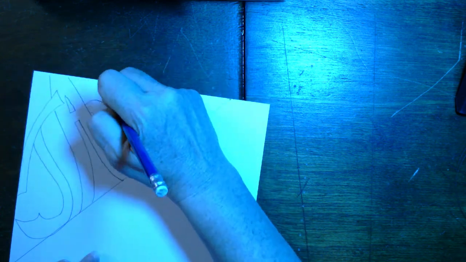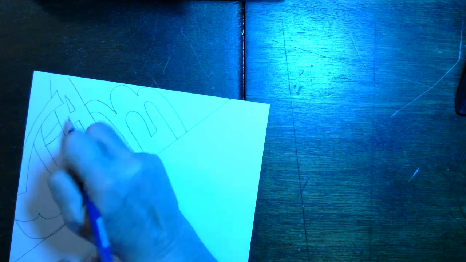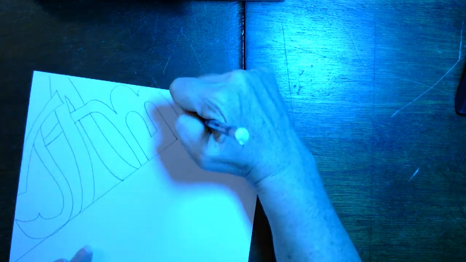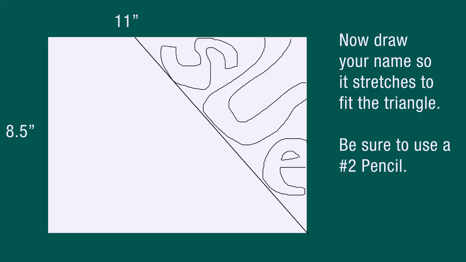This is very important. You're not going to get a good design unless your name touches all three sides of that triangle. Now, if there's one or two letters that don't touch, no biggie, but really, if you can get all of them to touch, then you're going to have a better design overall.